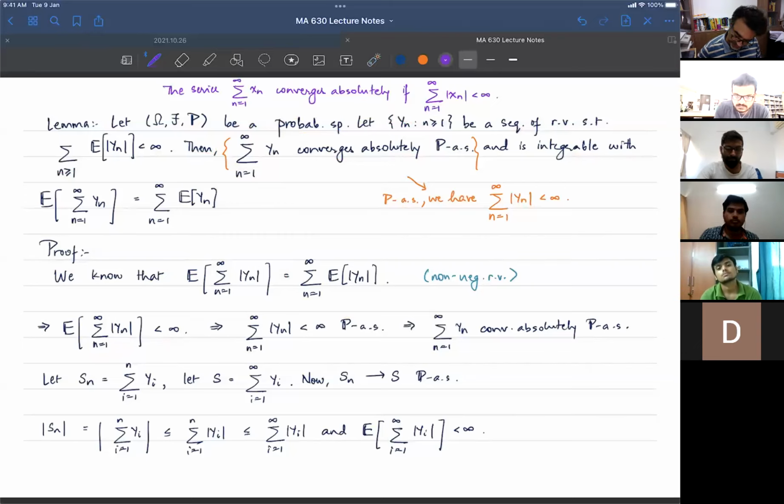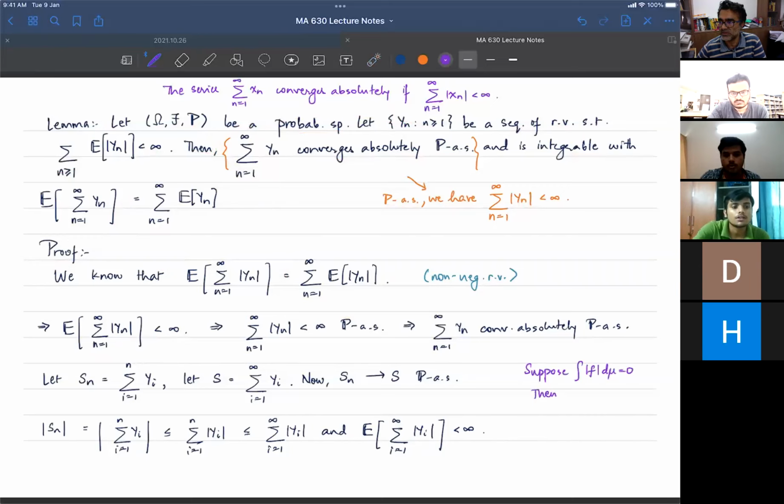Now I will use a simple fact. Can somebody complete this for me? Suppose the integral of the absolute value of f d mu is 0, then what must be true? f is 0 almost everywhere. Right, f will be 0, mu almost everywhere.